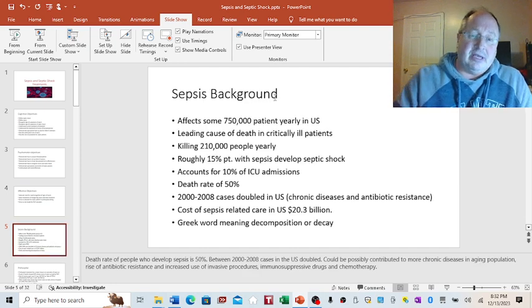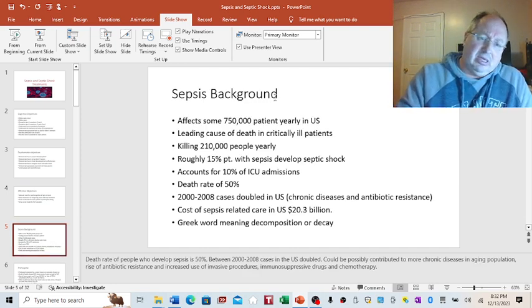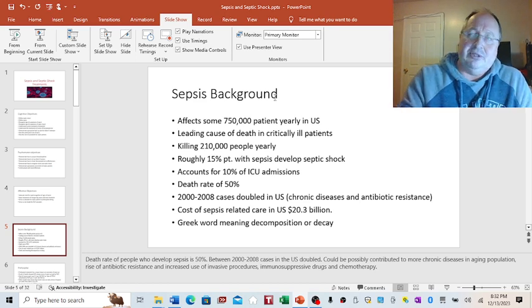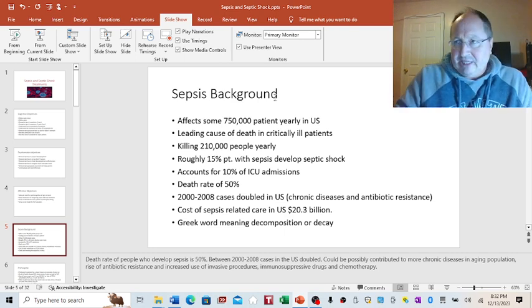A little bit about sepsis. It affects about 75,000 patients yearly. It's a leading cause of death in critically ill patients, that kills roughly 210,000 people a year. It accounts for about 10% of the ICU admissions. Of that 10% that's admitted, about 50% of those people are going to die.